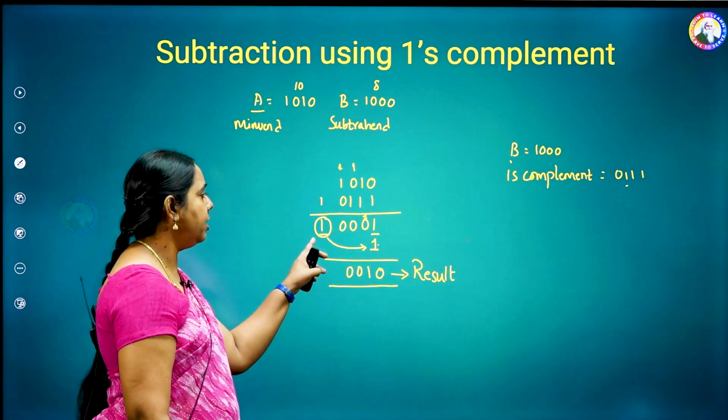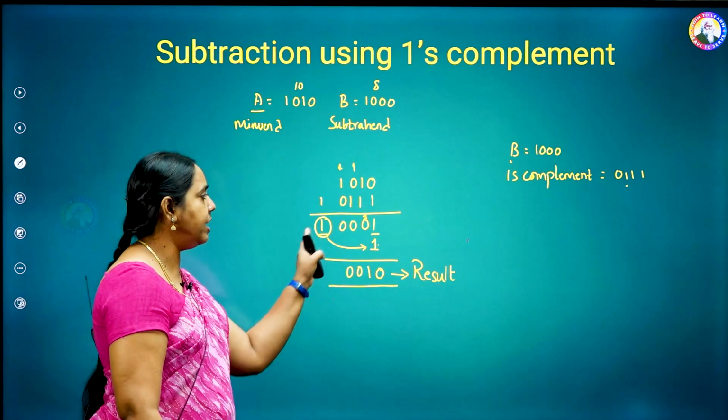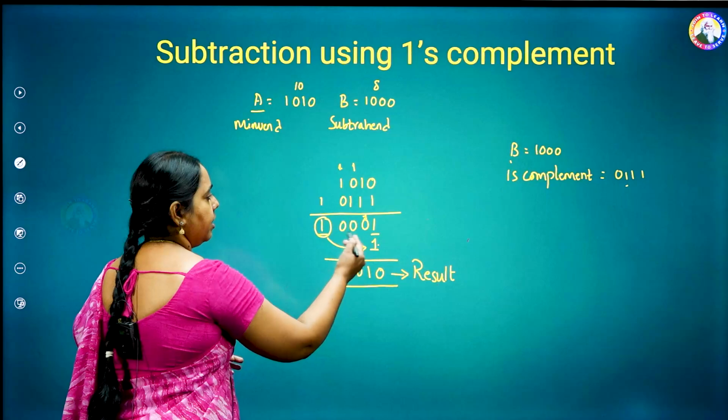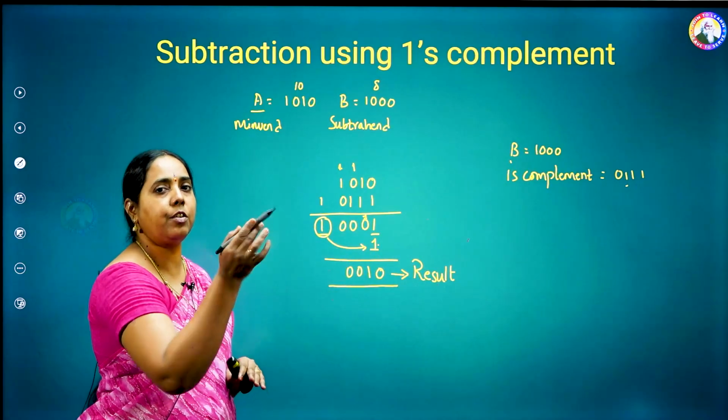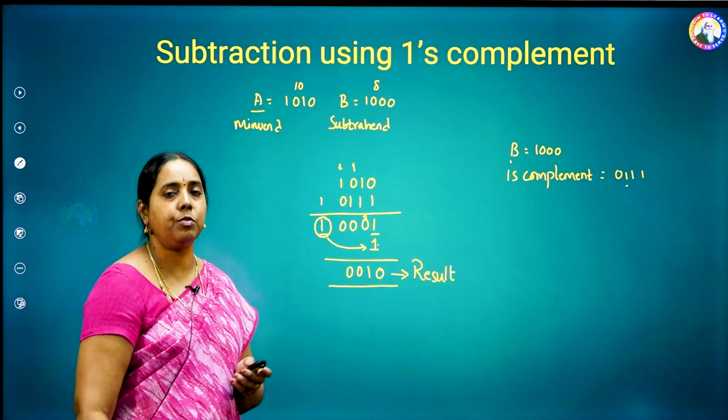So here I got a carry, that's why I added it to the LSB bit. If this carry doesn't exist, then you need to take the complement, and that will be the result, right? So this is all about subtraction using 1's complement.